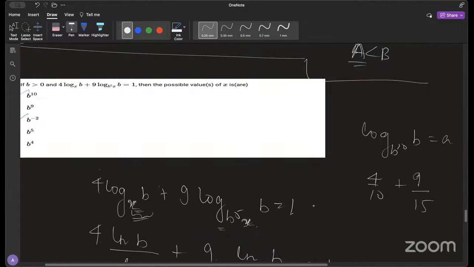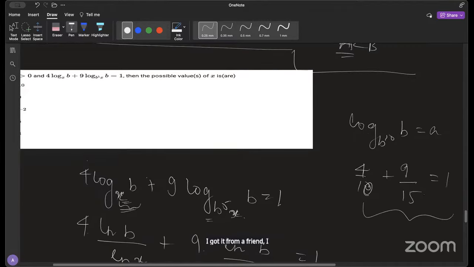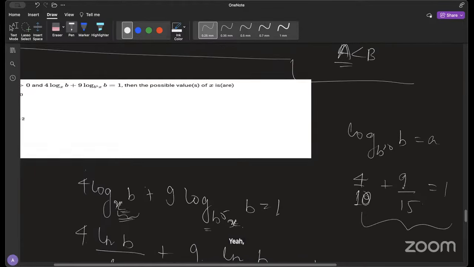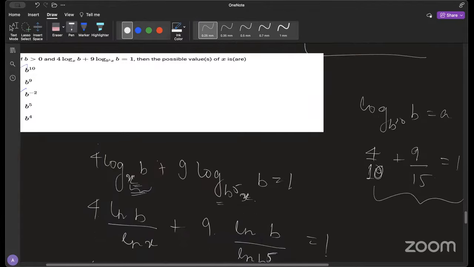by 15. Guys, I have shared the PDF for the practice assignment solution. I got it from a friend. I shared it. Please take a look. Okay, thank you. Both match with the correct answers in the solution.